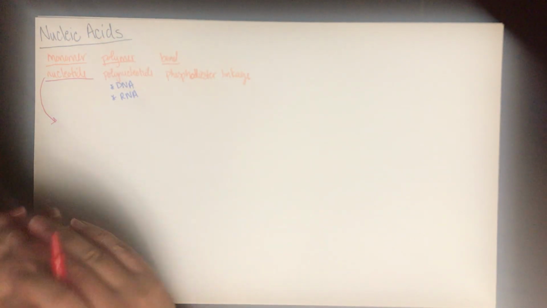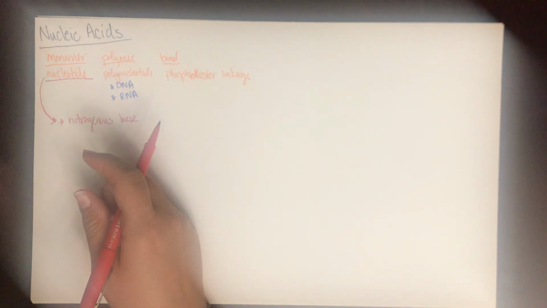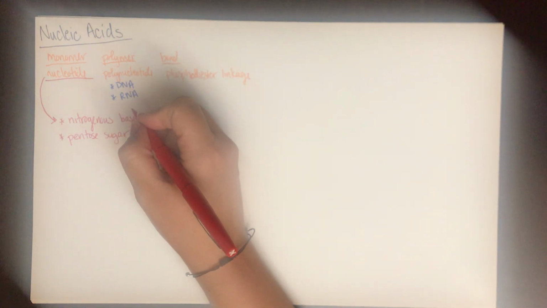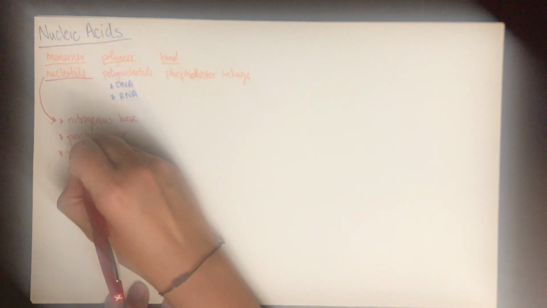The nucleotide is made up of 3 parts. One, it has to have what's called a nitrogenous base, nitrogenous because it contains nitrogen. Two, it has to have a pentose sugar, a five-carbon sugar. And three, it has to have a phosphate group.